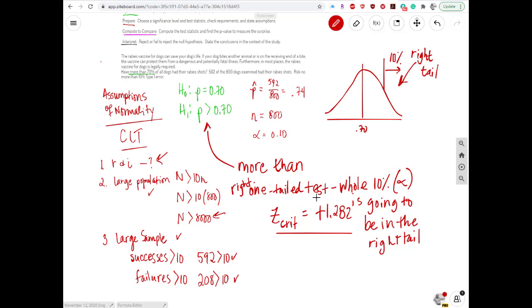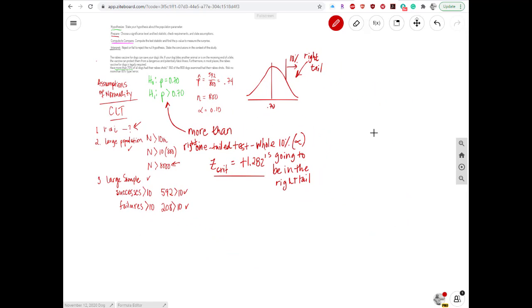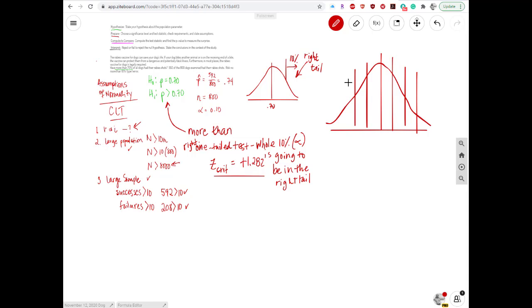Okay, so let's draw this out. I'm just going to draw a brand new one over here so that we can have it for reference. I'm going to make it a little bit bigger because sometimes it gets full of stuff. Okay, here is my normal curve, and I'm going to go ahead and draw out my standard deviations. I'm going to put z-scores at the top. So this is going to be 0, 1, 2, 3, negative 1, negative 2, negative 3.